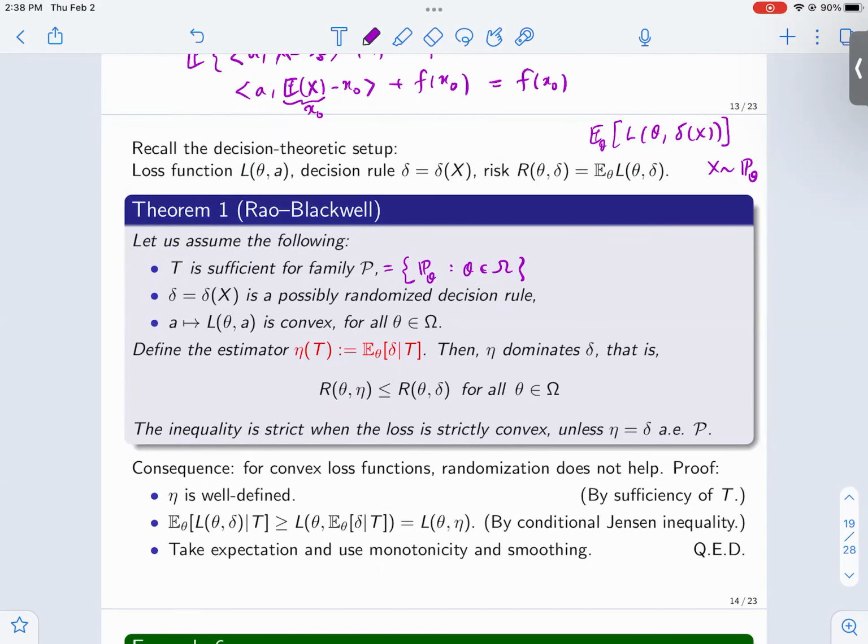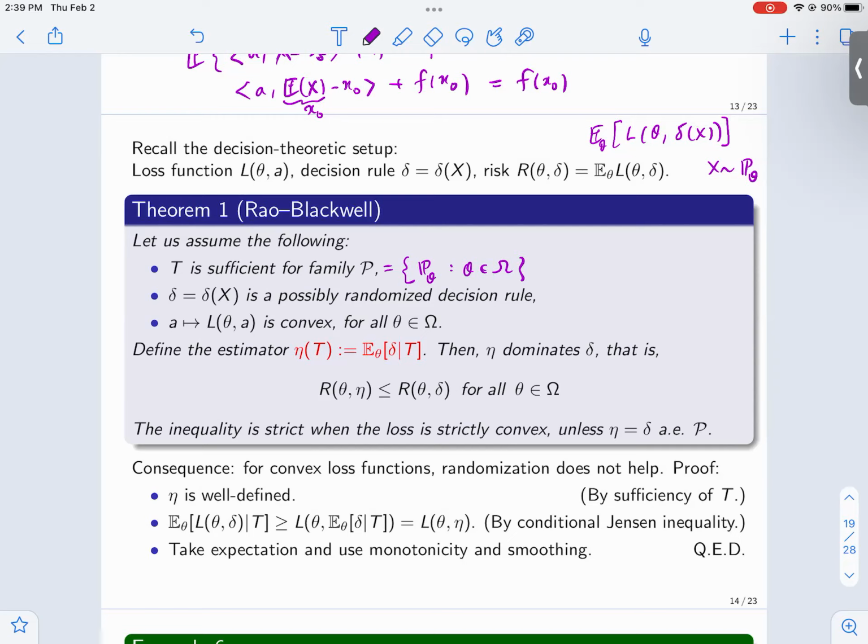We can define an estimator. So we have a sufficient statistic, and we have another statistic. Like this is a decision rule, but when I apply it to my observation, it's another statistic, right? So we have two statistics, and I can condition delta of X on T. We know that, if you follow what we discussed, this is going to be a function of T. It's like an approximation of delta of X in terms of T.